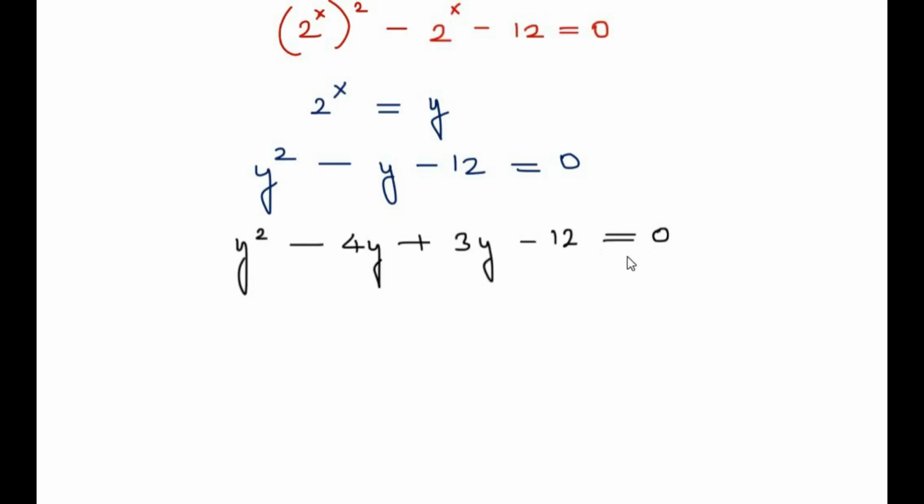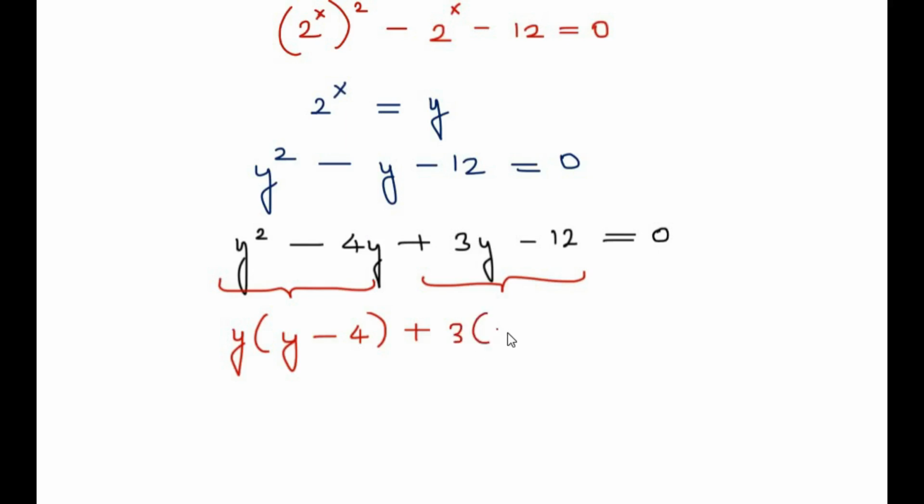Now we have to factorize this equation. So let us break it down into two groups, that is group 1 and group 2. In the first group we have a common term y. So from the first term y remains, and from the second term negative 4 remains inside the bracket. And from the second group we have 3 as a common factor, so let us take it out, and inside the bracket remains y minus 4 equal to 0.